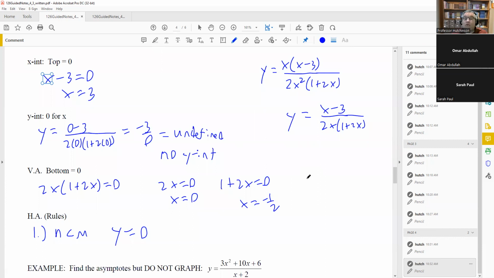Now, if it did ask you for the domain, it would basically be all numbers, not including 0 and -1/2.